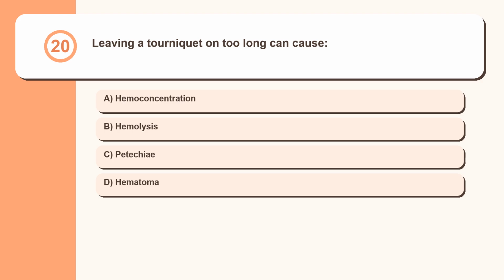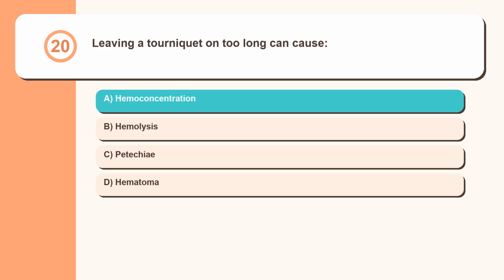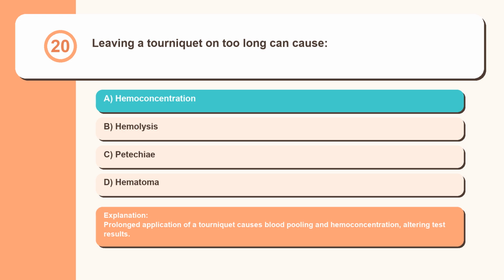Question 20. Leaving a tourniquet on too long can cause hemoconcentration, hemolysis, petechiae, hematoma. Prolonged application of a tourniquet causes blood pooling and hemoconcentration, altering test results.